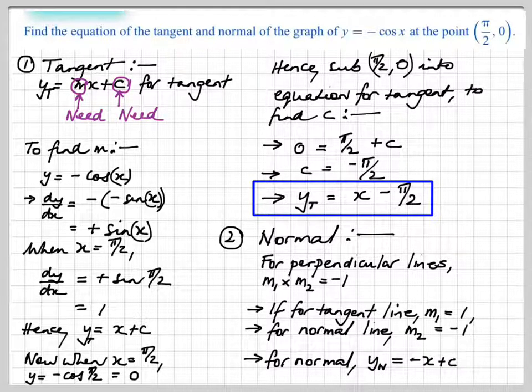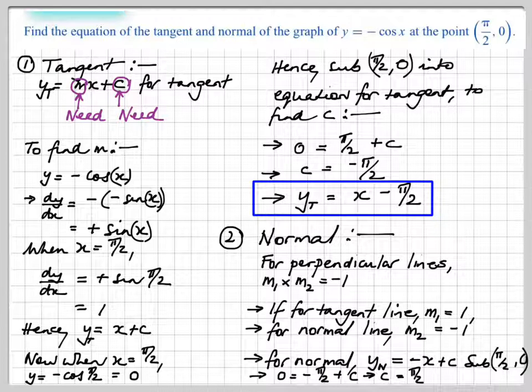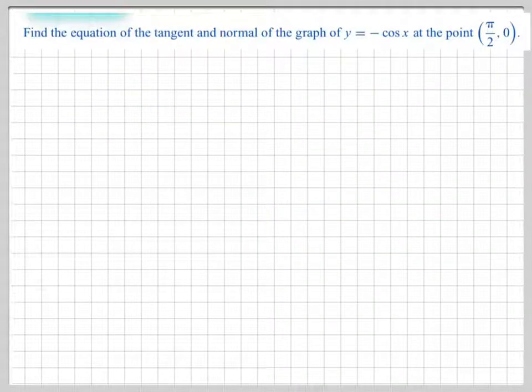The normal line is y equals minus 1 times x plus c. We've got to find c by subbing in that same point. Sub it in. Oh, look, that's interesting. c is plus pi on 2. Now, I think I've run out of room, so I probably have to go over the page. And that's where we got to. There it is.